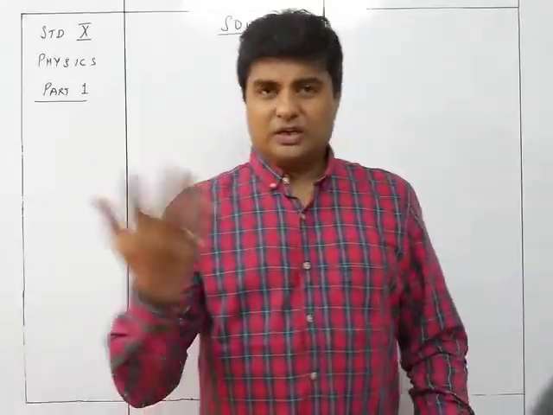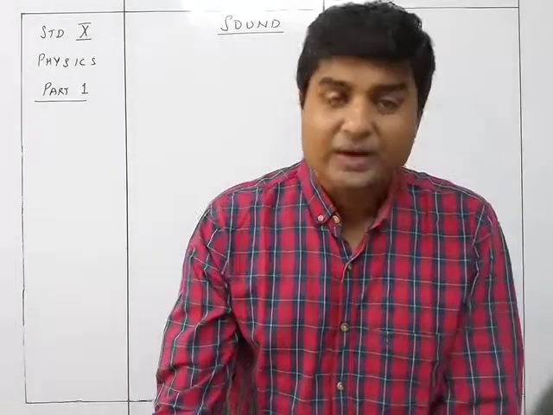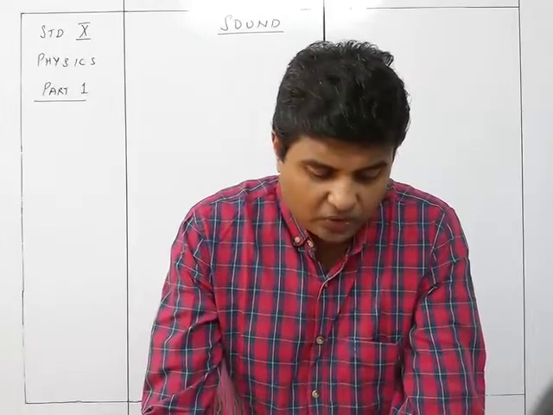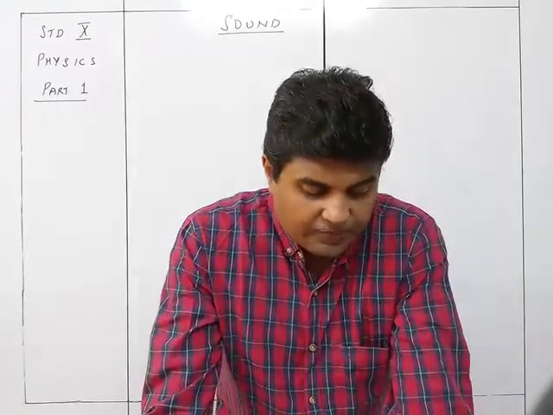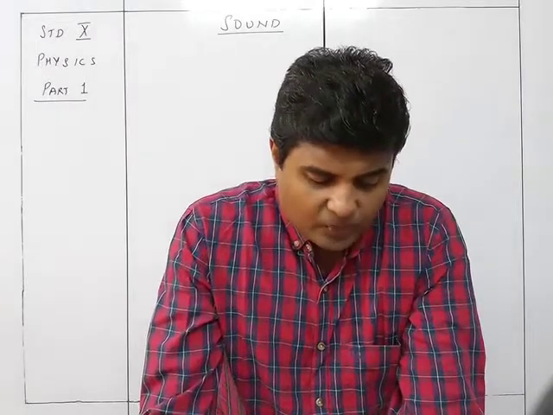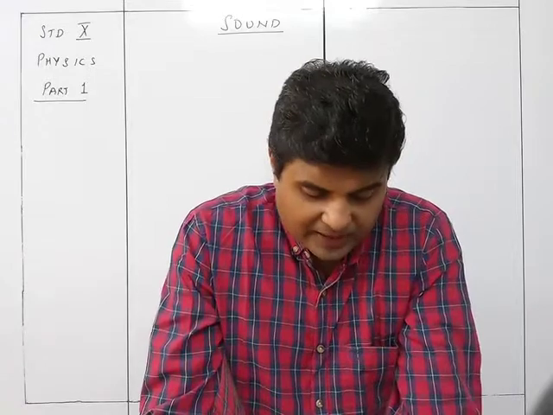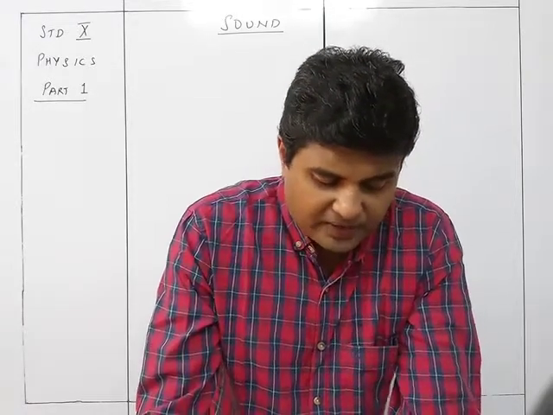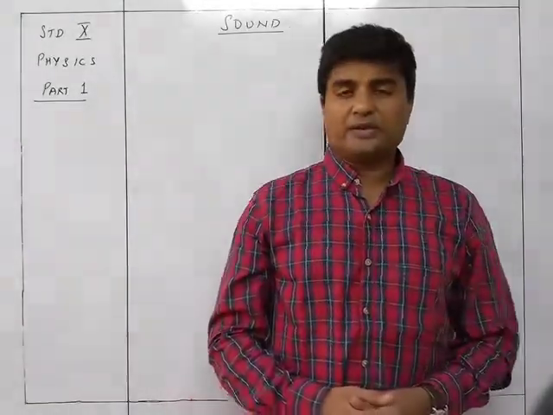We now do a recap of what we learned in standard 9th. So let's start with the chapter: sound waves, reflection of sound and echo. First thing is sound waves. In class 9th, we have read that sound is produced when a body vibrates, and it reaches us through the vibration of the particles of the surrounding medium. Thus, sound requires a medium for its propagation.